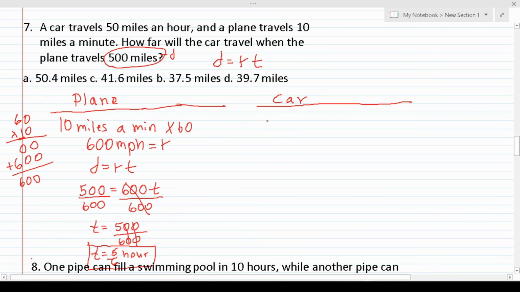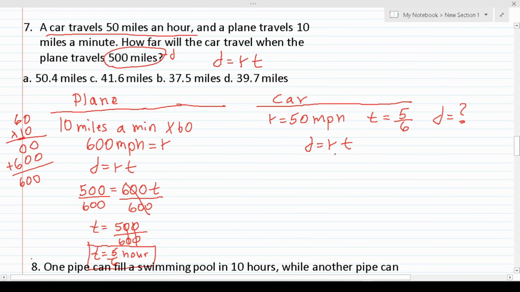So what do we know about the car? We know the rate of speed at which the car is going is 50 miles per hour. And again, that was given right here: car travels at 50 miles per hour. The question is, how far will the car travel when the plane travels 500 miles? Well, we know it took the plane 5/6 of an hour to go that distance. Now the question is, how far did the car travel in that time and given its rate of speed? So again, not surprisingly, we can use the distance formula to figure this one out.